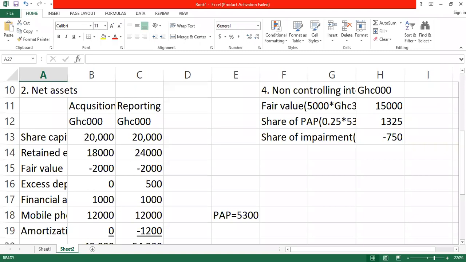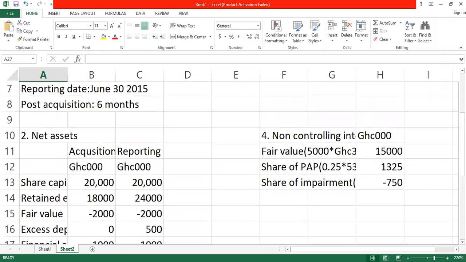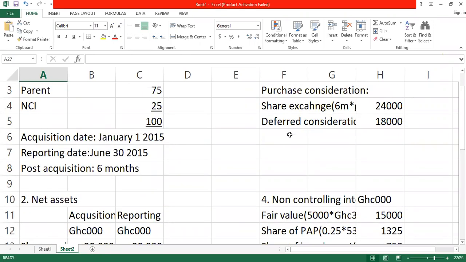We can do that if you are using the proportionate method. But if you're using the fair value of the NCI, it means that the 49,000, which is the total value of the subsidiary, 15,000 out of it relates to the NCI. So what will be the remaining figure? 34,000. So it means that the parent is buying 34,000. How much are we paying for it?